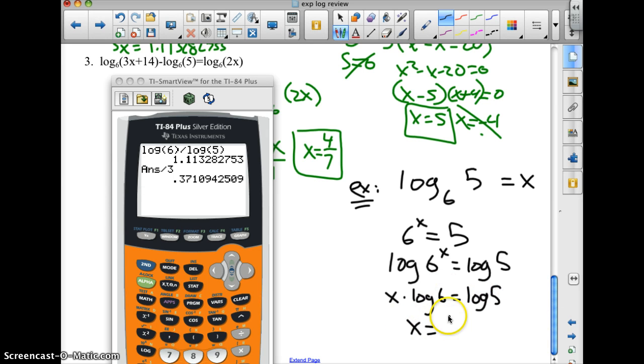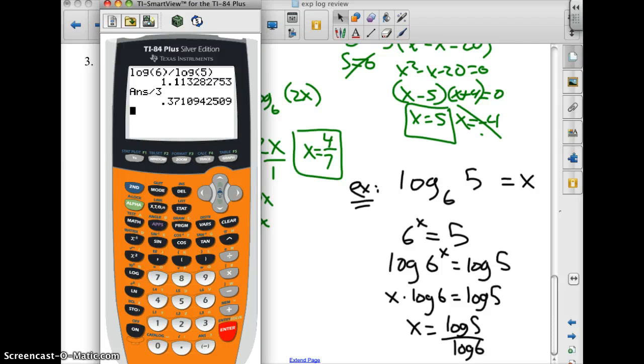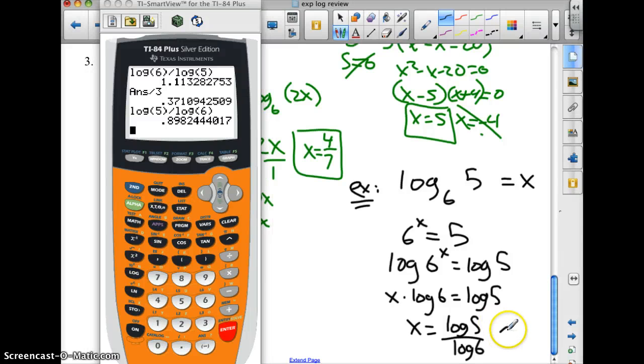And this is where it's like the change of base. This is kind of what the change of base is equal to here. It's going to be x equals log 5 over log 6. And then that can be evaluated on the calculator, okay? Log 5, close that parenthesis, divided by log 6. And then I get an answer. x equals 0.898. I didn't say where to round it to, so that's an acceptable solution.